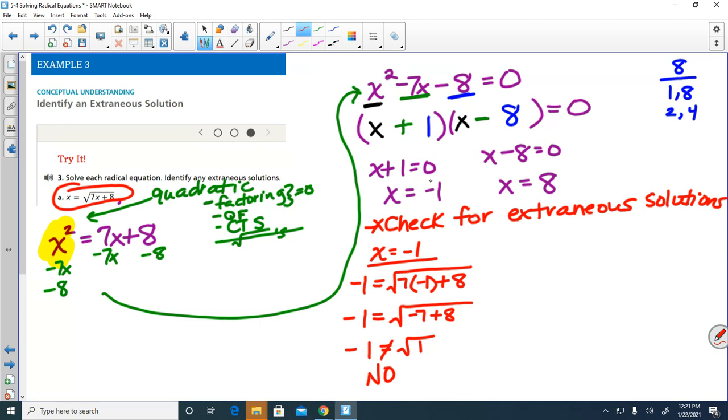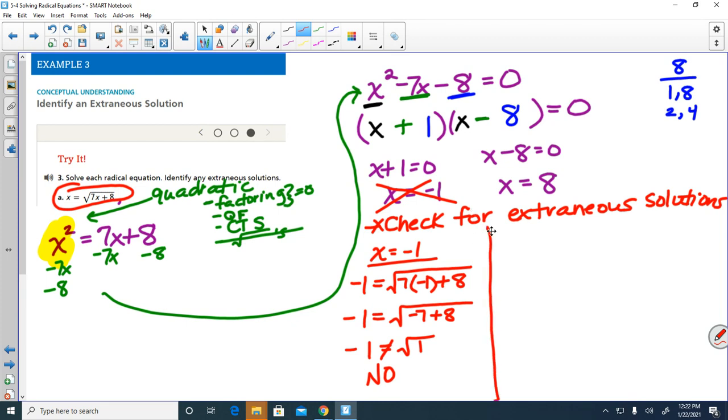So that means x equals negative 1 is extraneous. And we show that by putting an x through the answer we found. Don't erase it. I still want to see that you found the extraneous solution, but I also want to see you put an x through it so I know that you found it algebraically, but it doesn't make the original problem true. So write it down, but then put an x through it.